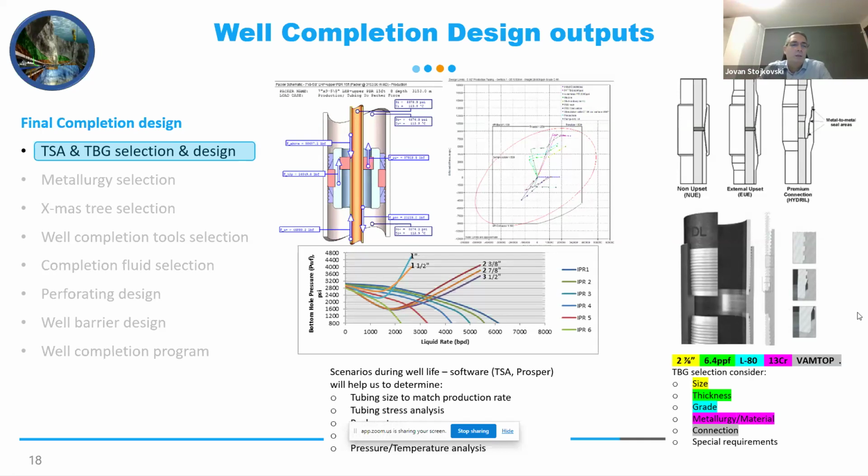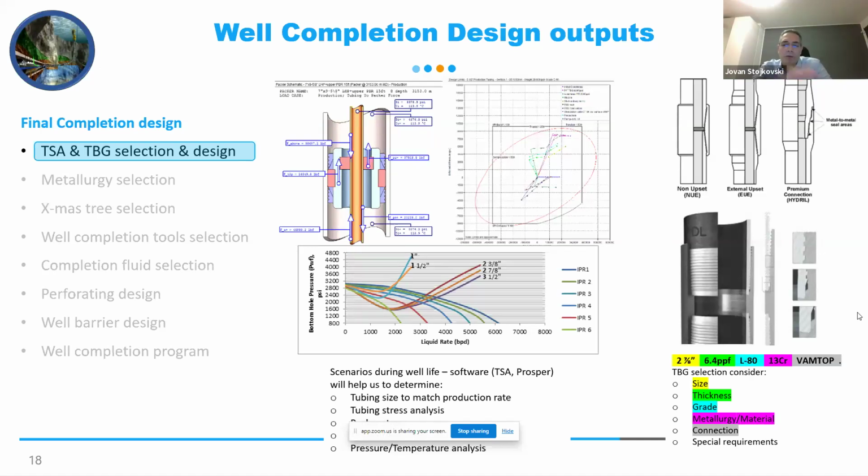You know that tubing connections can basically be divided into API and premium connections, where the API connection can withstand fluid, but gas can leak through it. So we have premium connections, which are gas-tight connections for gas wells, where we prevent gas leaks on the tubing connection.